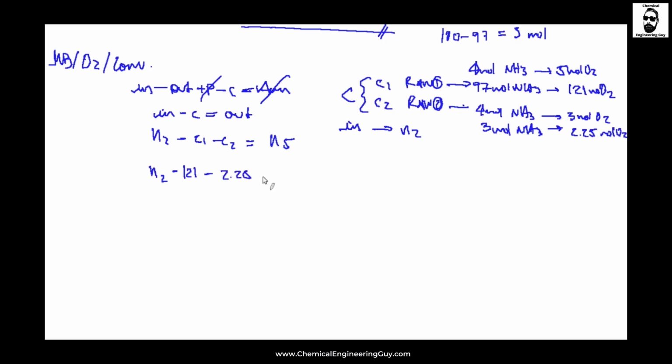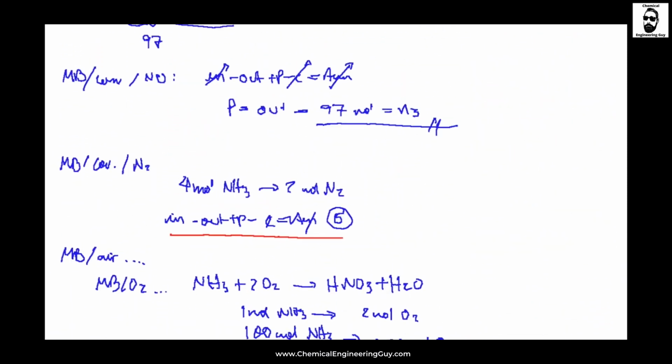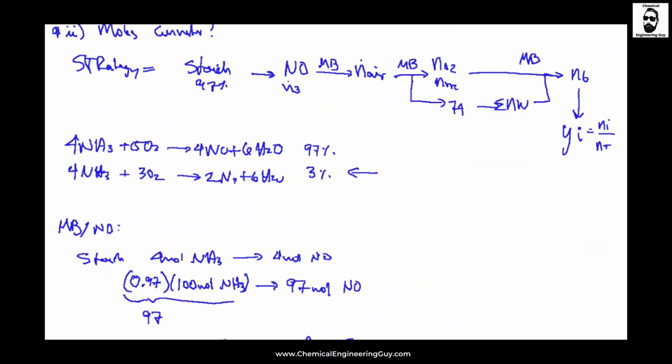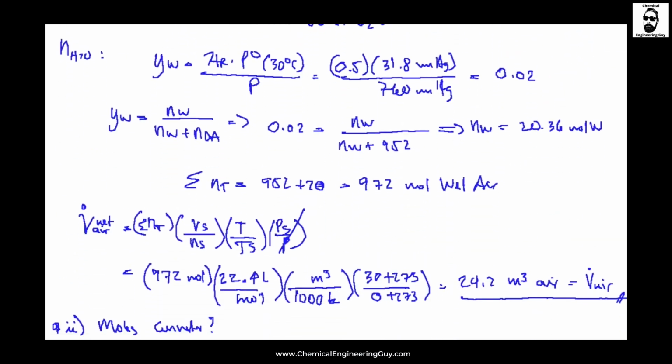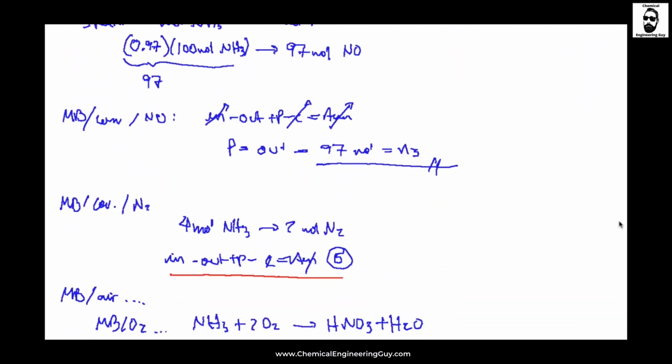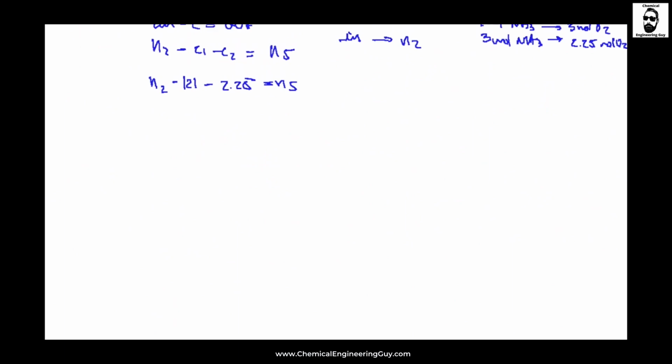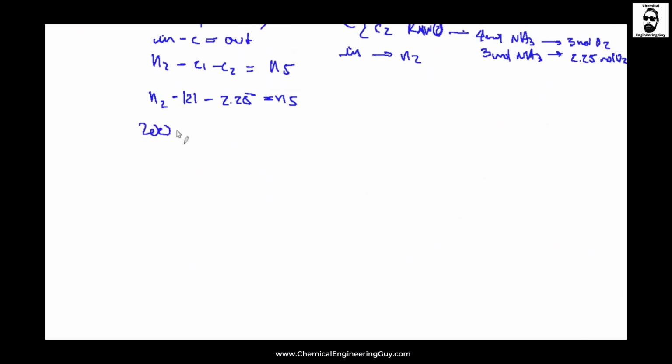Let me write it very fast here so I don't get you lost. And N2, what is it? N2, I got it before. I think it's 200. Where is that guy? Here. These 200. Yes, that's 200, the amount of moles you enter of oxygen. So 200 minus 121 minus 2.25. How much is that? N5, 76.5 moles of oxygen. That's N5.